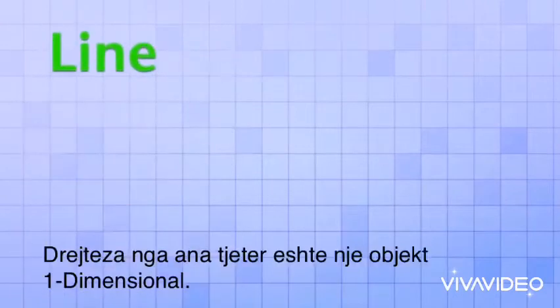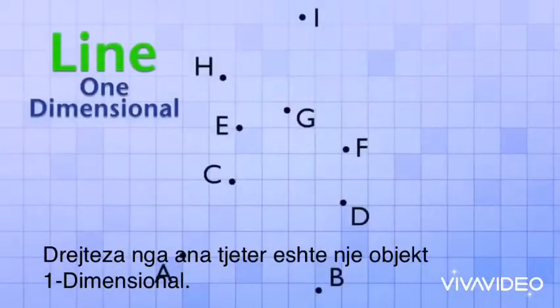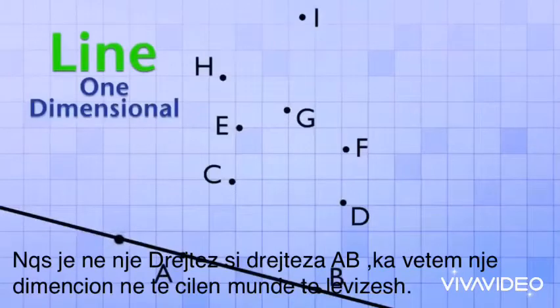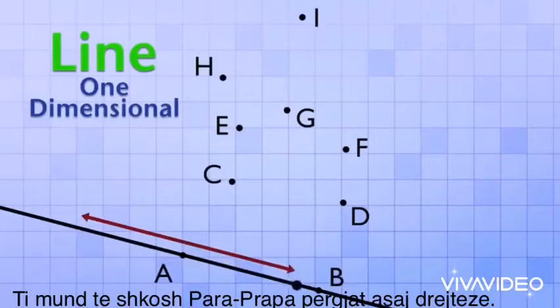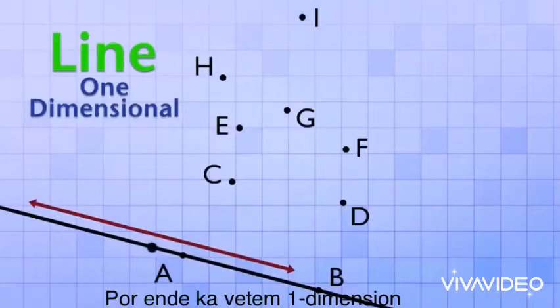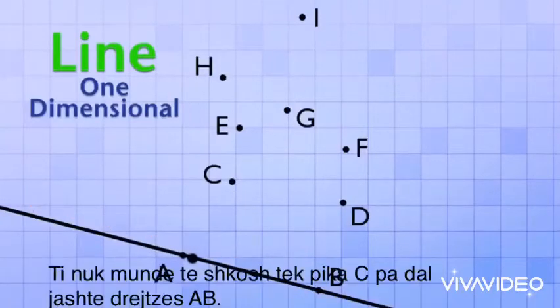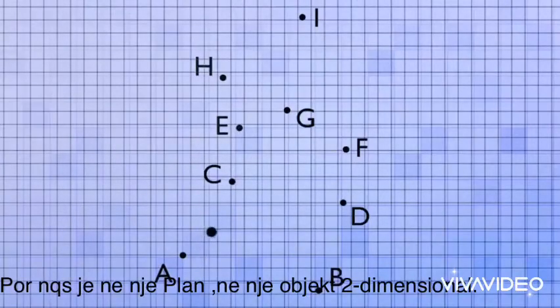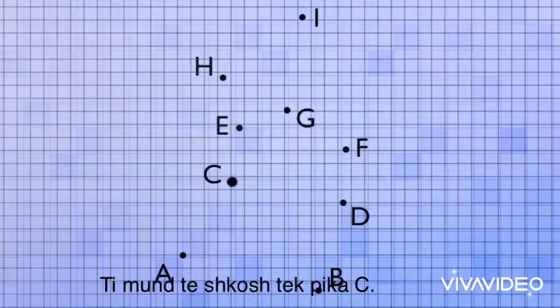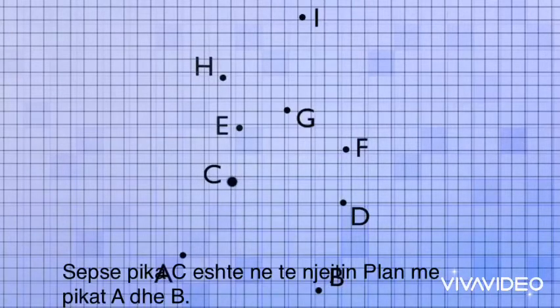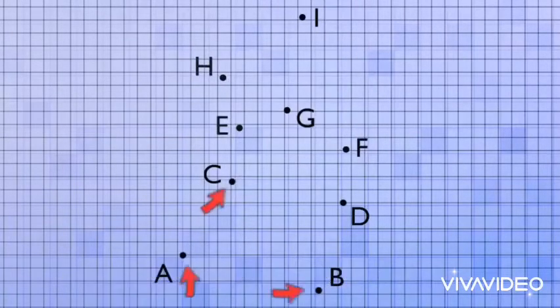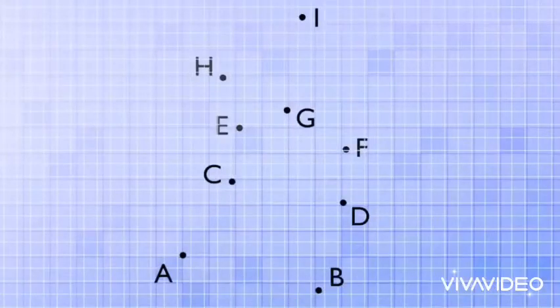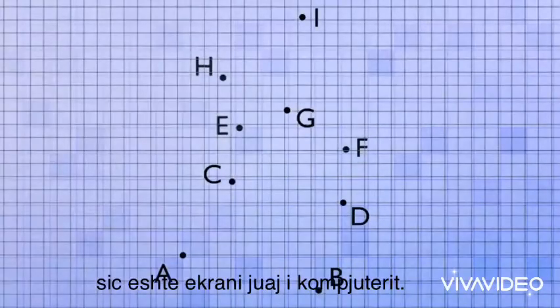A line, on the other hand, is a one-dimensional object. If you're on a line, like line AB, there's only one dimension that you can travel in. Sure, you can go forwards or backwards along that line, but it still has only one dimension. You can't get to point C without going off of line AB. But if you're on a plane, a two-dimensional object, then you can get to point C, because point C is on the same plane as points A and B. All 3 of them are on that flat two-dimensional surface, which is your computer screen.